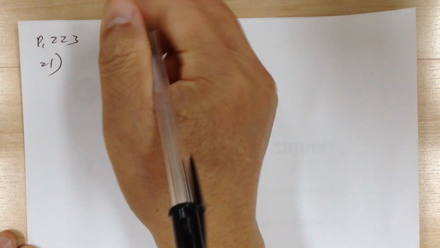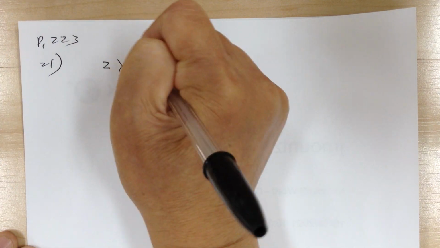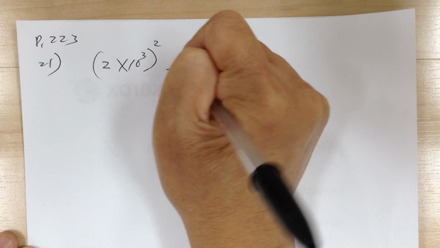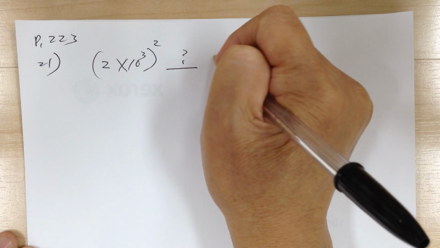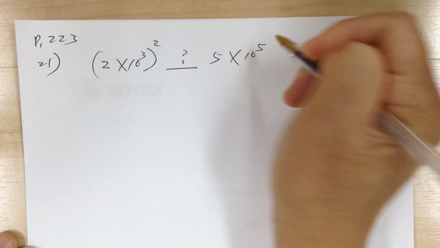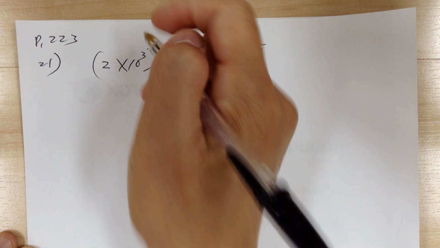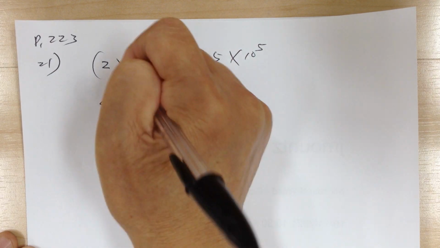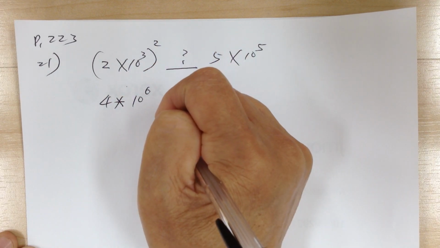Okay, number 21, you got 2 times 10 to the 3, all squared. And this one, you want to see if it's bigger or smaller. So first you have to work this part out. So go and distribute. This becomes 4 times 10 to the 6.